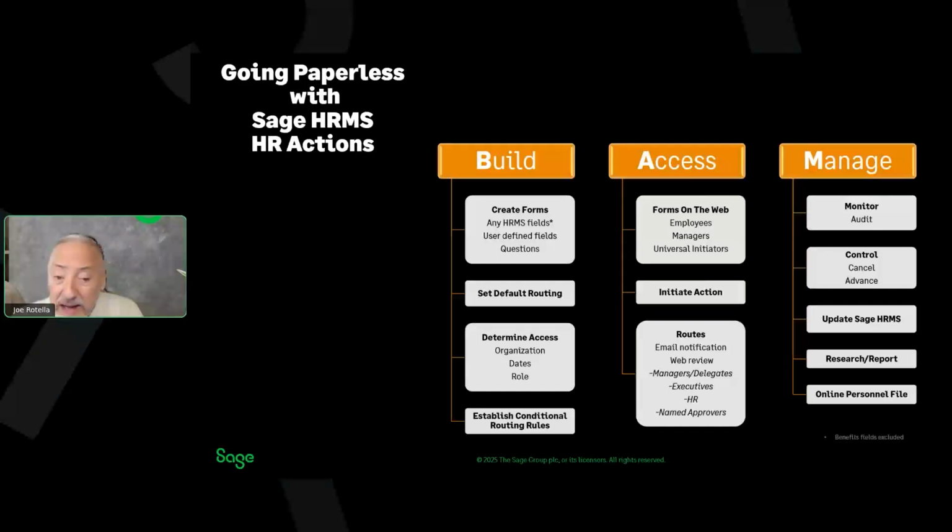Typically, those approvers are managers or they're delegates. There's a delegate capability in case a manager's on vacation, executives, HR folks, and you can even have named approvers. That's like a role-based approval. So you could say, this is the payroll approver, this is the benefits approver, things like that.